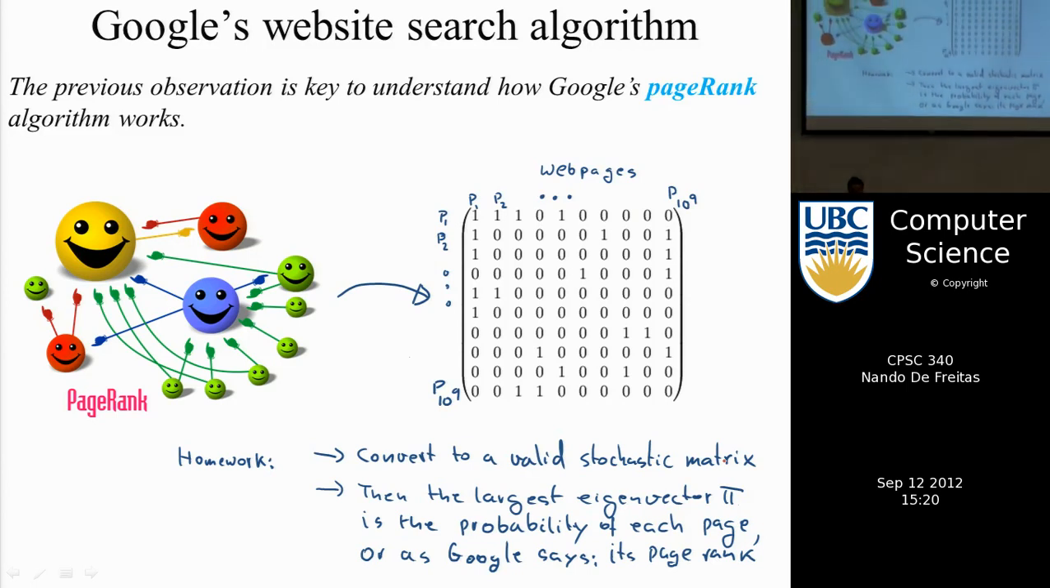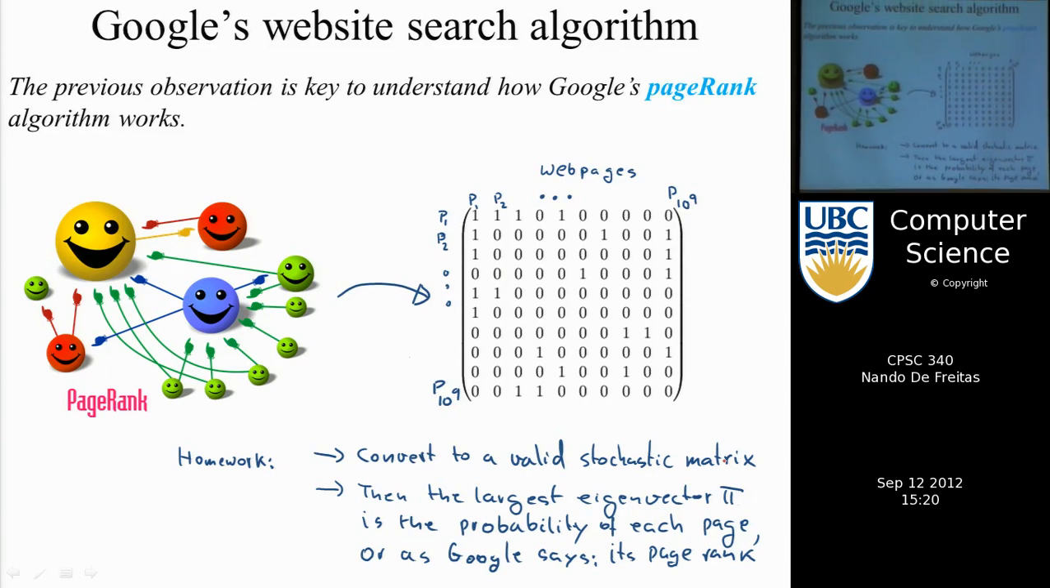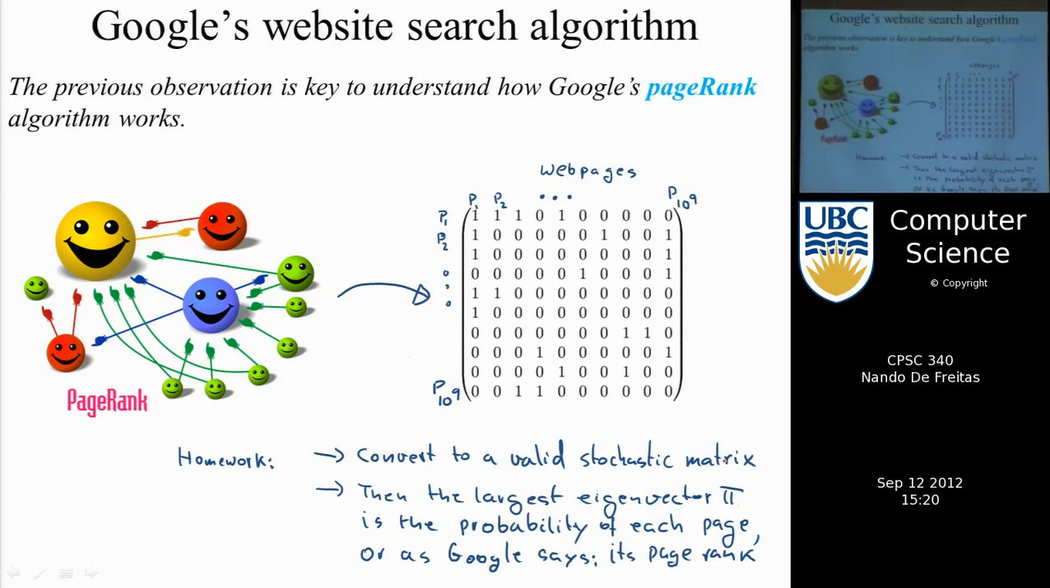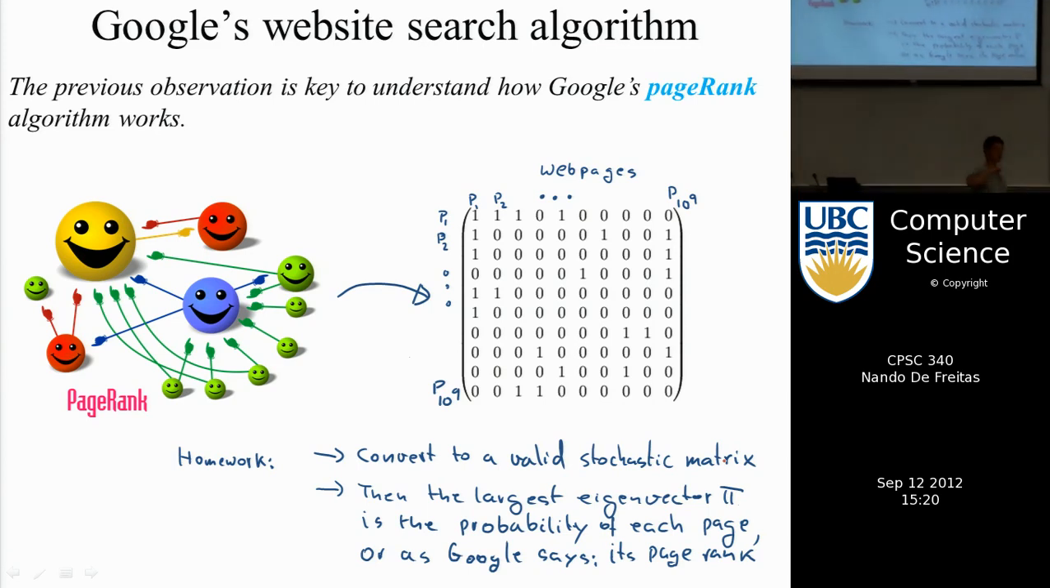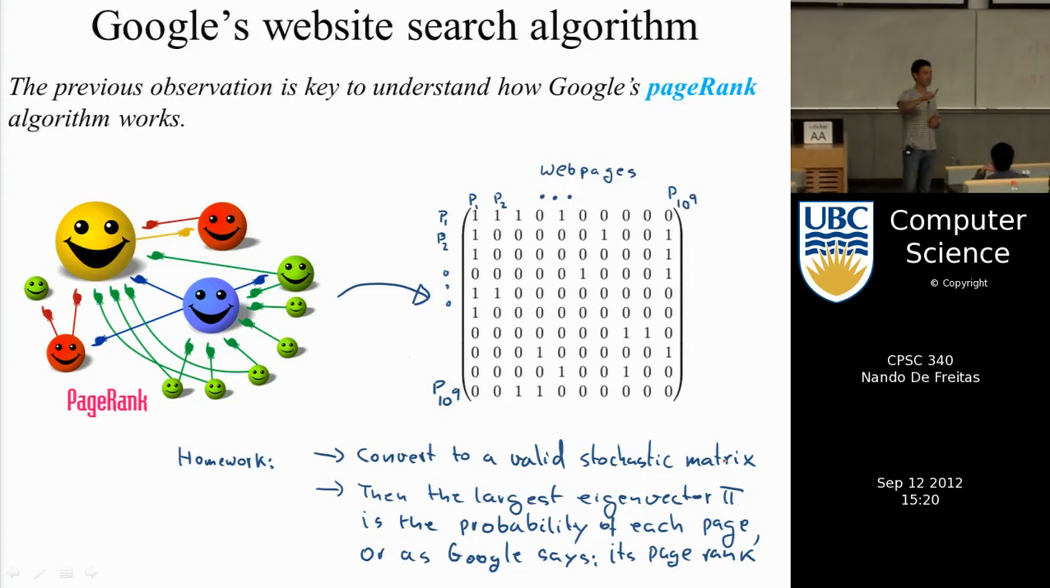So what does Google do? The idea of PageRank is that if he is very important, many people point to him. Many web pages will point to his web page, that is. And so his rank should be higher than anyone else because everyone points to him. But let's say that now he also points to me. Then even though he's the only one that points to me, because he has high rank, I get high rank.